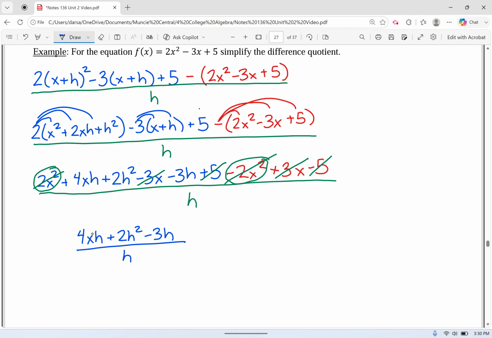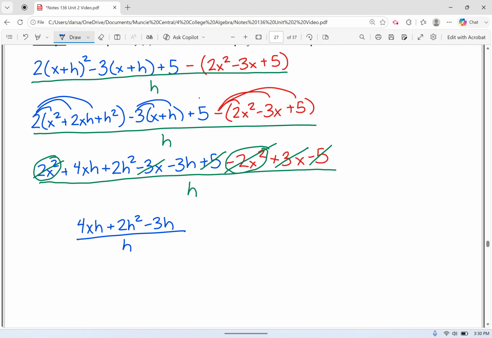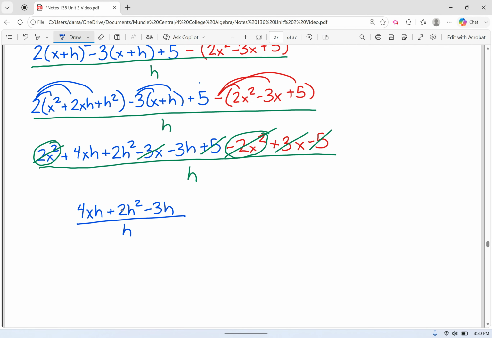Now, I have a lot of students who will do this. That is wrong. What you just did was you took an addition sign here and you used division to cancel it. No, no, no. We need a multiplication. We need to multiply h by the whole thing. So what we're going to do is notice that all three of these terms on the top have an h in them. So we're going to factor that h out to the front.